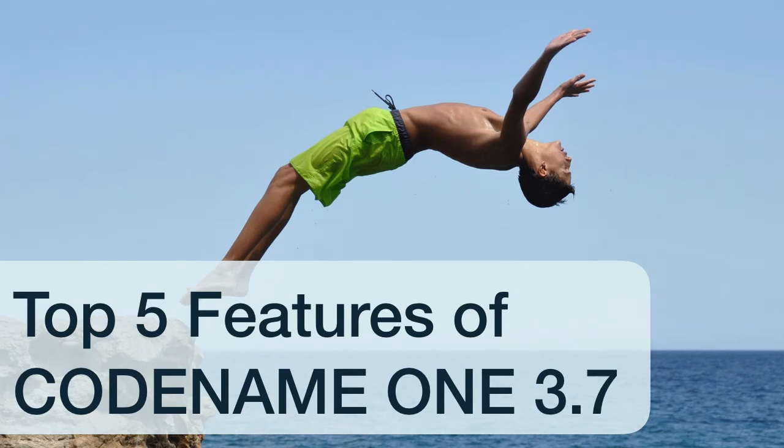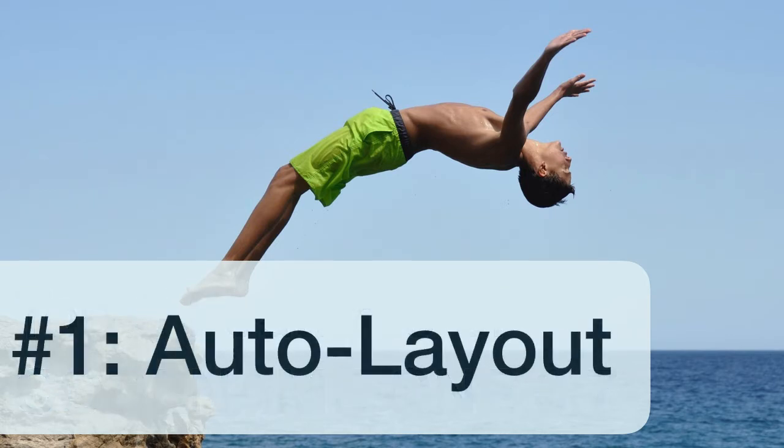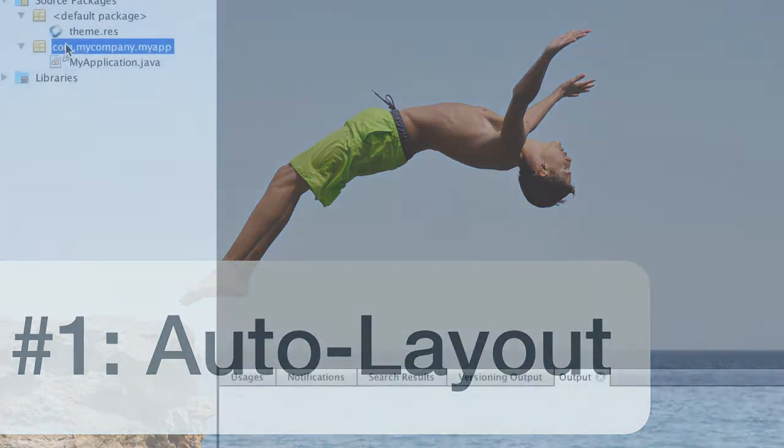Codename One 3.7 is one of our most amazing releases to date. Here are five amazing things about it. First is the new GUI Builder Auto Layout Mode, the feature I'm probably most excited about.